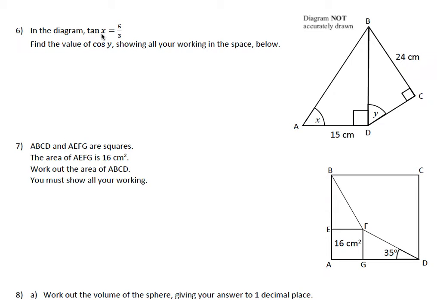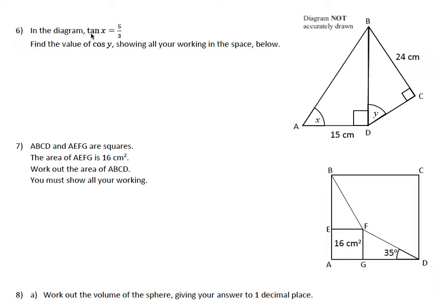Number 6, we're given that tan x is 5/3. Now, they're not necessarily telling us the angle there, but this is as good as telling us the angle. We're given the tan ratio is 5/3, and we can use that to work out whatever they want us to work out, which is cos y. Not y, the angle, just cos y.